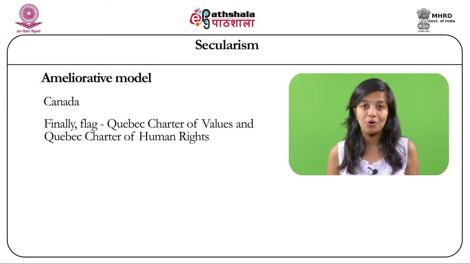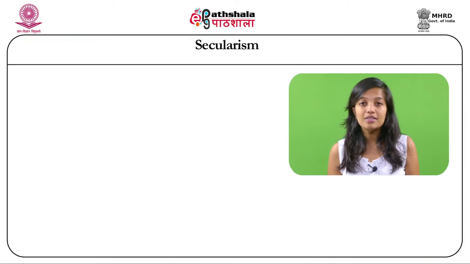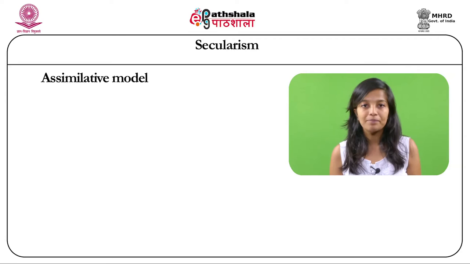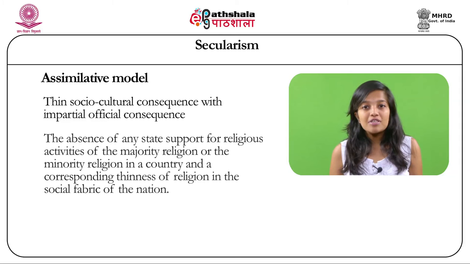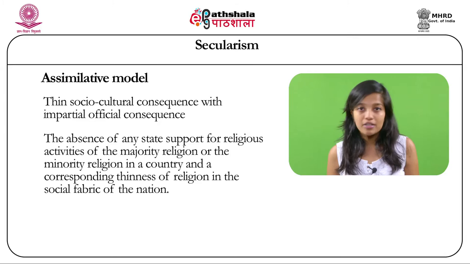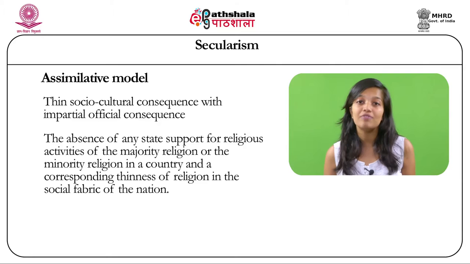Moving on to the third model, this is the assimilative model of secularism. What is the assimilative model characterized by? Assimilative model has thin sociocultural consequence with impartial official cognizance. This means that there is an absence of any state support for religious activities of the majority religion or the minority religion in that particular country, and there is a corresponding thinness of religion in the social fabric of the nation itself.